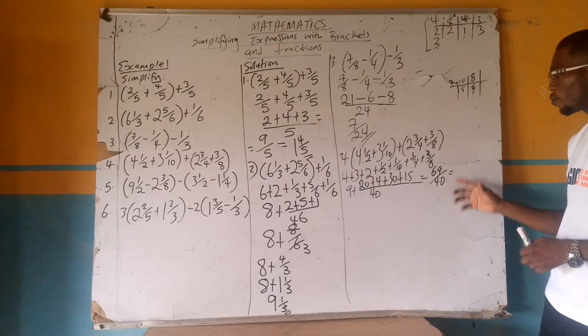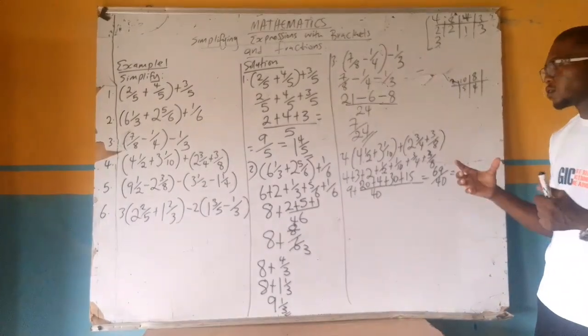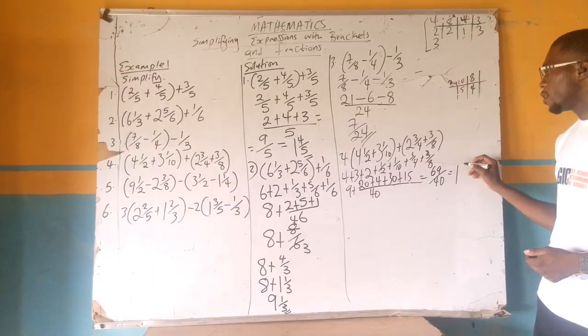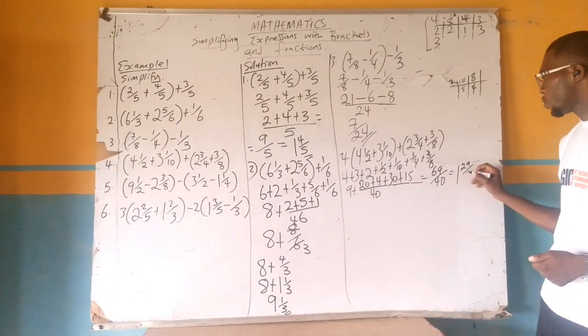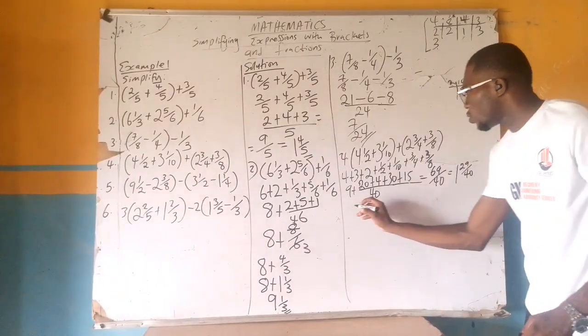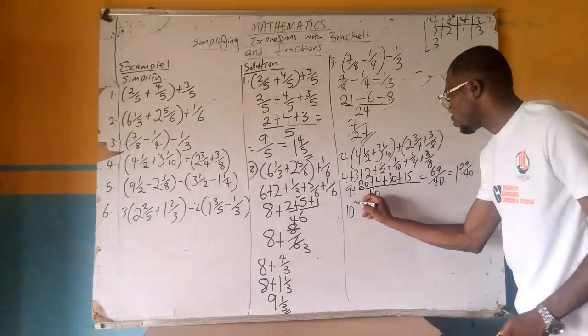Actually, nothing can go, but we can convert it to a mixed fraction. So how many 4s can we find in this? We only find 1. It will make 29 over 4. So we then add this answer with this one. We then have 10 remainder 29 over 4.